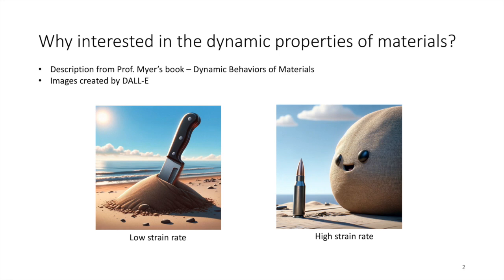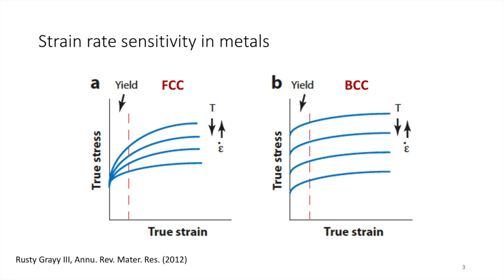The change of mechanical properties in response to the strain rate is referred to as the strain rate sensitivity. And the strain rate sensitivity can also be widely observed in many FCC and BCC crystals. In the example on the left, it's an FCC metal example. On the x-axis, that's the true strain. On the y-axis, that's the true stress. As you increase the strain rate, the yield strength does not change dramatically, but the strain hardening behavior changes.